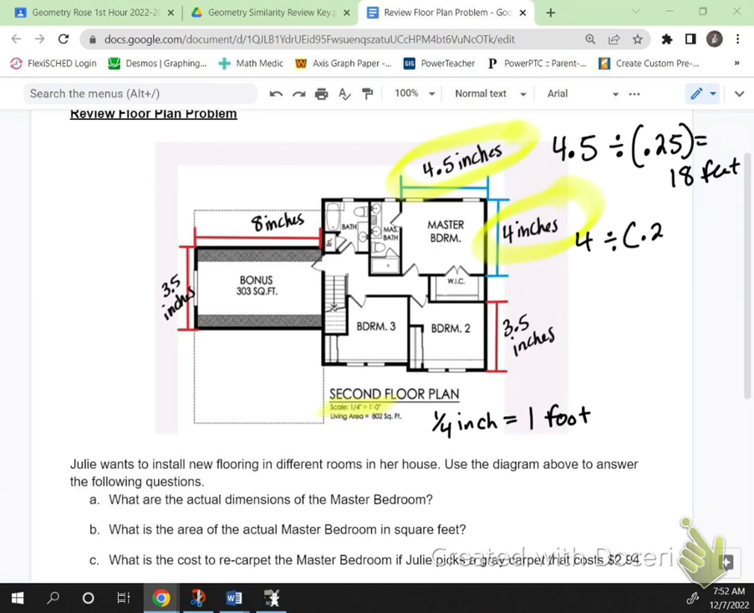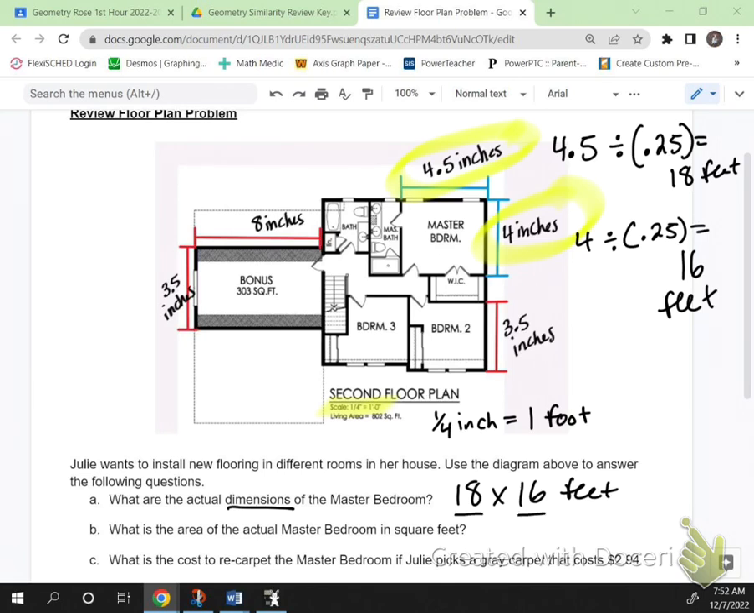Now I want you to do the same thing to 4 inches. Divide it by a quarter. What do we get? 16 feet. So then when it says what are the new dimensions, I'm going to say the dimensions are 18 by 16 feet. Dimensions should have two values, length and width, right?